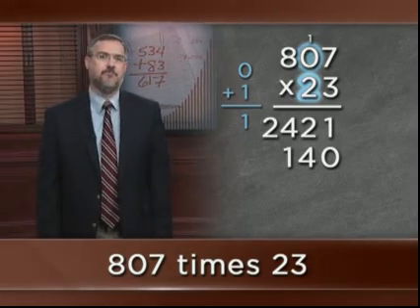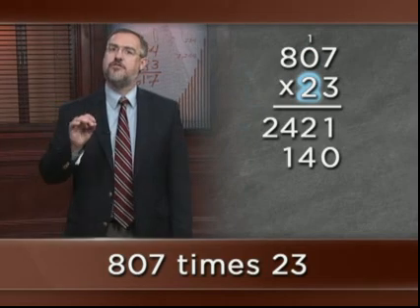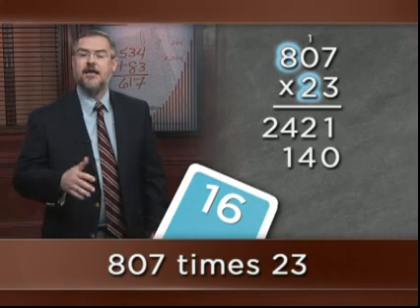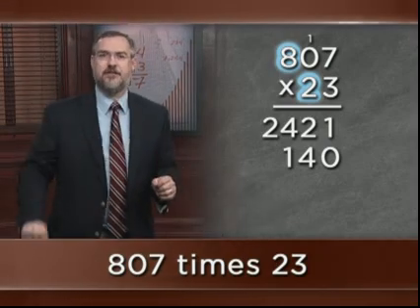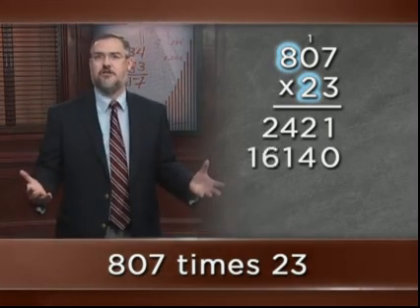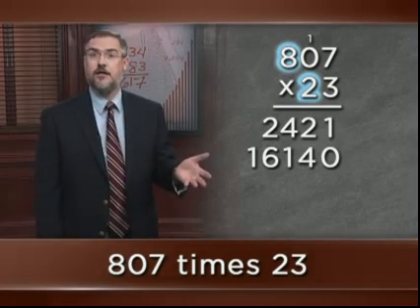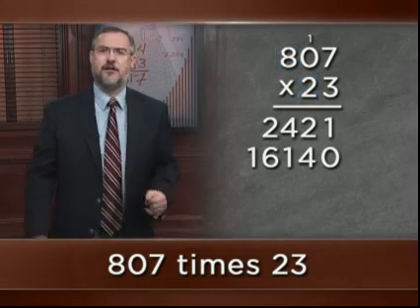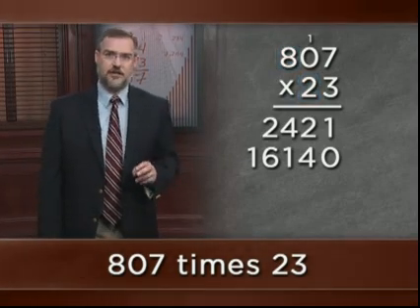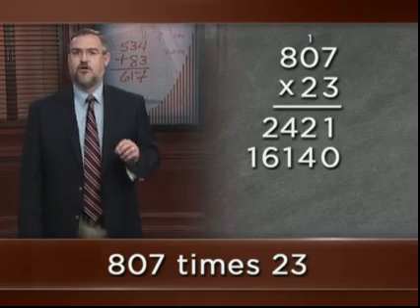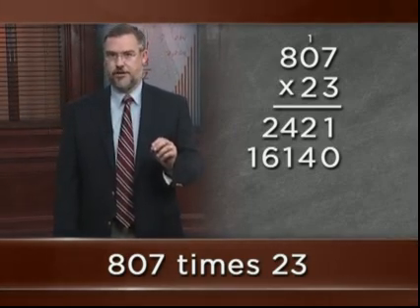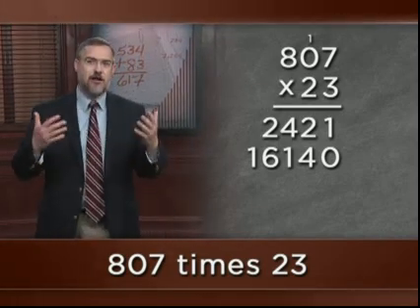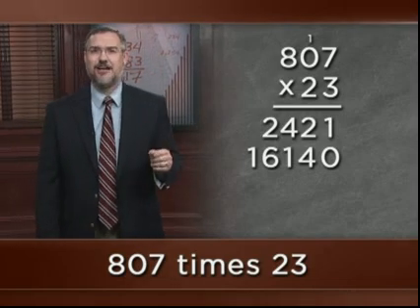There's nothing to carry. And now I multiply my 2 with the 8. And 8 times 2 equals 16. Since I'm already to the left edge of that number, I can just write the 16 down to the left of the 140 that's already in the second line of the answer section, because we've reached the end of 807, if you will. And so the second line of my answer section should read 16,140.